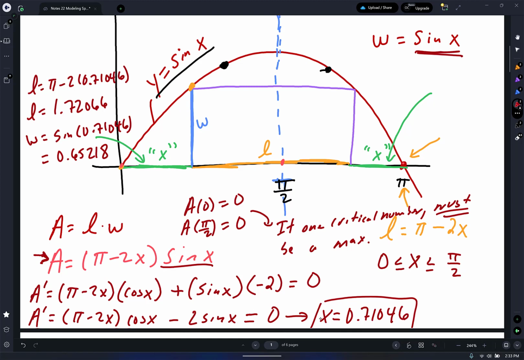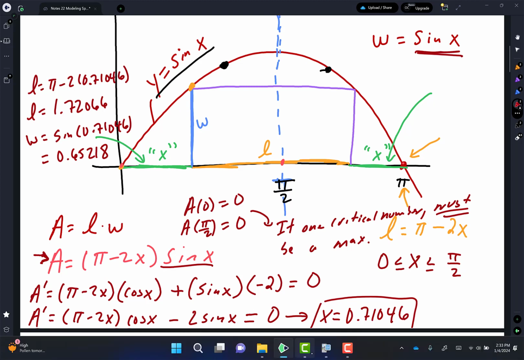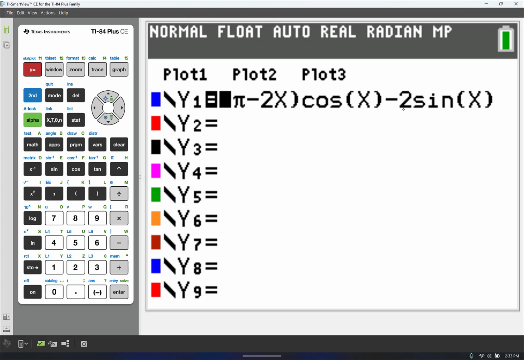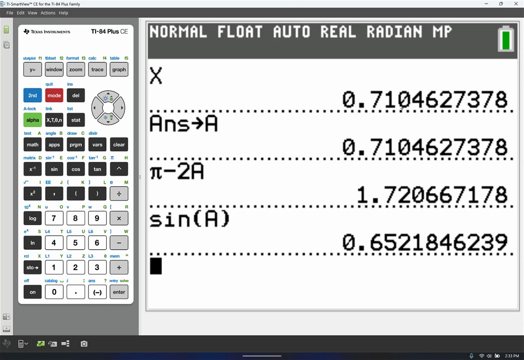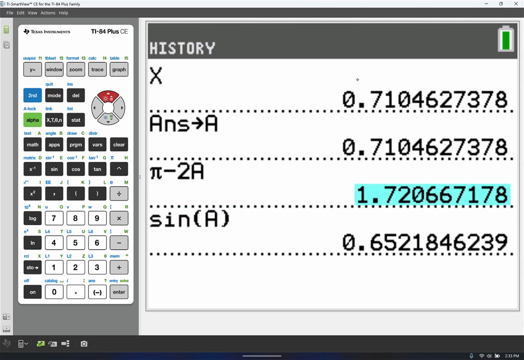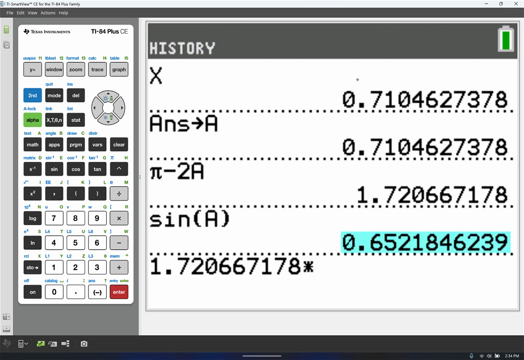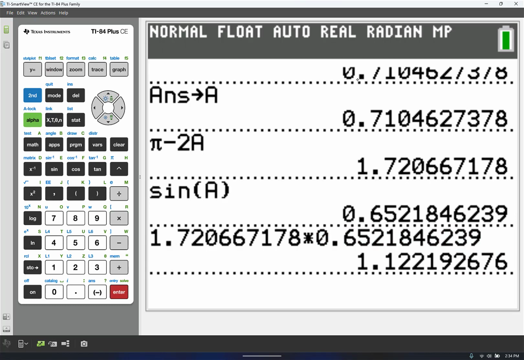I don't remember if I wrote the formula onto y1 or not. Did I? No, that's my derivative formula. Okay, no problem. All right, here we go. What is the maximum area? You just scroll up. This is my length. Which one's my length? This one right here, right? 1.72. That one times, this is my width. That one, enter. 1.12219 is max area.